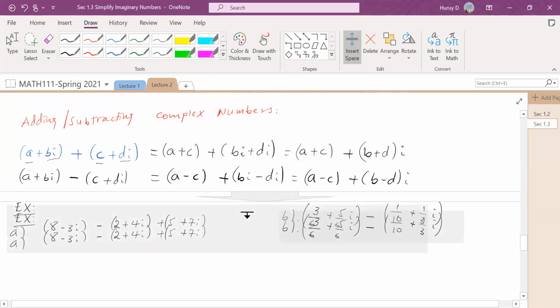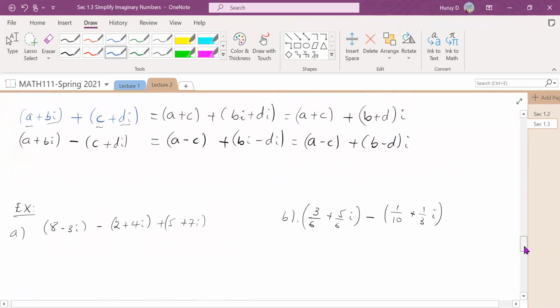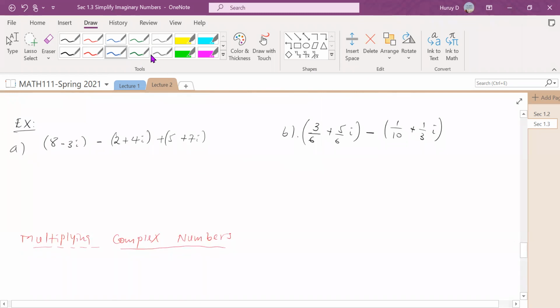So this is how we add or subtract complex numbers. Always you add or subtract the same terms, the imaginary with imaginary and the real with real number. For example, here we have this example. To add this, from the first one we have 8 as a real number, and from the second one we have minus 2. So we have to distribute this into the 2. And we have plus 5.